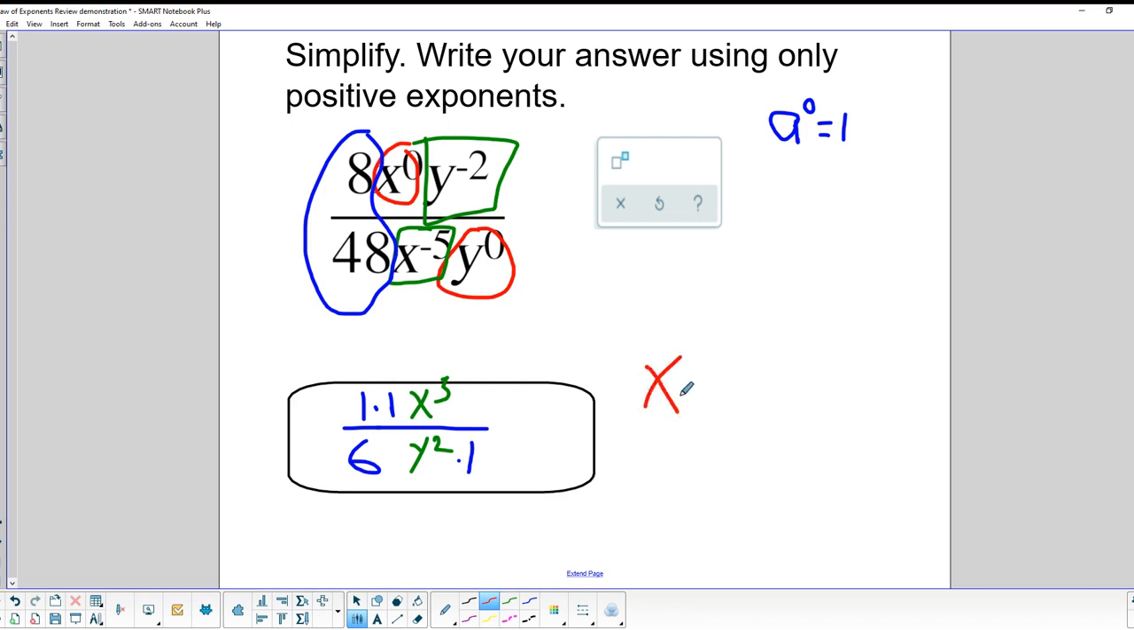x to the third power on top and 6y to the second power on the bottom. So that's how you use the rules. That's just a few examples of what we've been doing in this unit. So good luck with the review today.